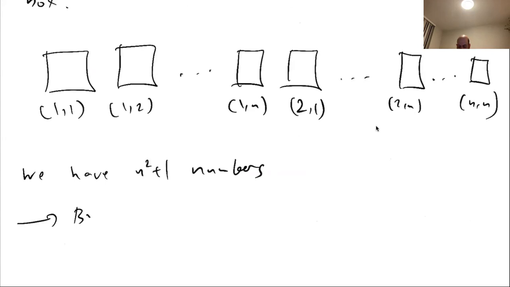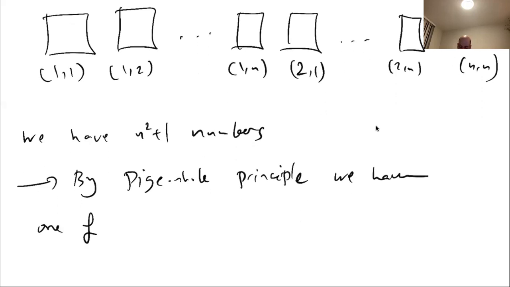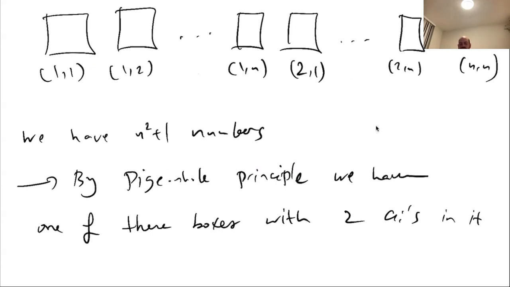So by the pigeonhole principle, we have one of these boxes with two a_i's in it. So two a_i's in it means what? For every a_i, I was considering a pair of the form (l_i, d_i).